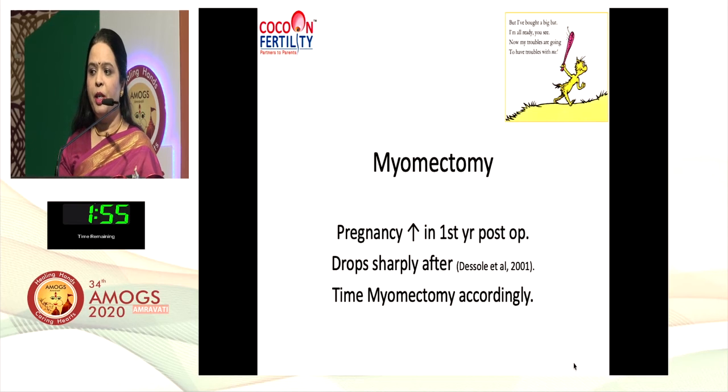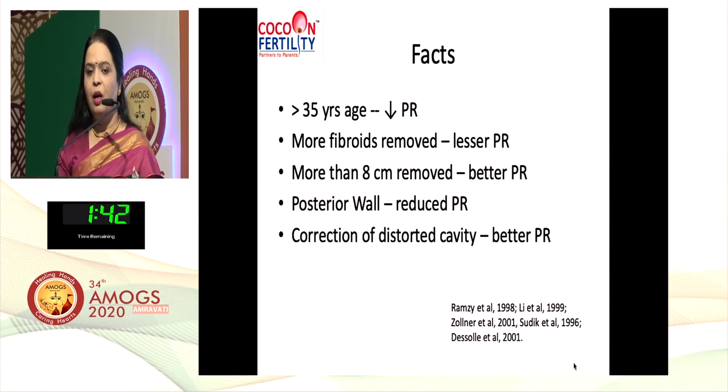Myomectomy. Try and get your patient pregnant within a year after you remove the fibroids, because the chances of falling pregnant will sharply fall after this. And therefore, time your surgery in sync to give you the best option once you've done it. So if I do a myomectomy in somebody who wants a baby and she's already more than 35 years of age, my pregnancy rates are poor. The more fibroids I have removed in this woman, the lesser the pregnancy rate. If it's a posterior wall fibroid that I've had to remove, I'll get a poorer pregnancy rate. More than 8 centimeter fibroids and correcting a cavity to maintain its shape will give me better pregnancy rates.